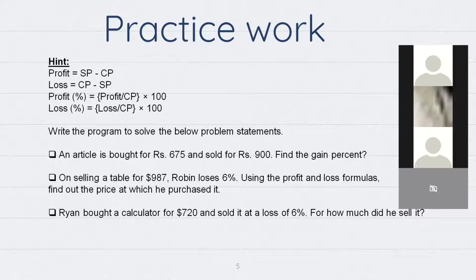You can easily figure out what the percentage of profit will be. How to calculate profit, Sneha? Selling price minus cost price. He purchased at 675 and sold it at 900, so how much more he has sold it for? You calculate 900 minus 675. And if you want to find the profit percentage, you know the formula here: profit by cost price into 100. Now read out this statement.